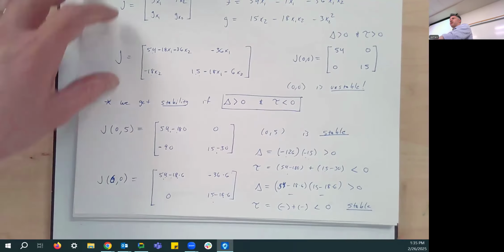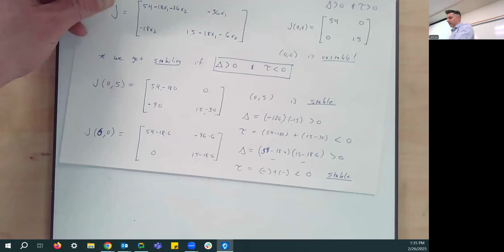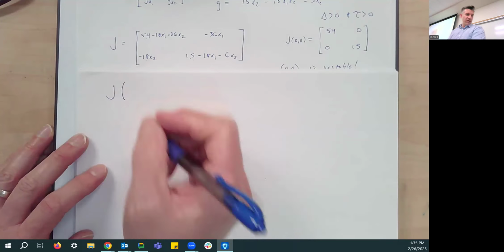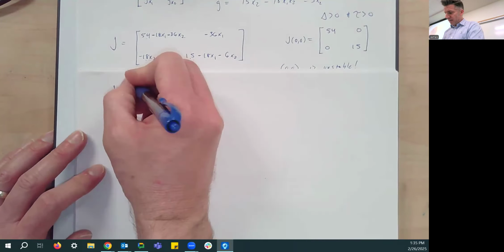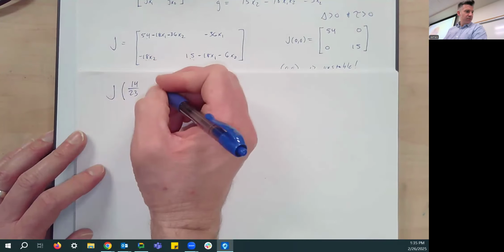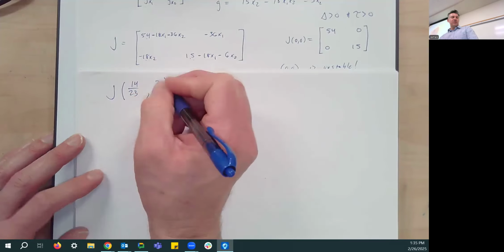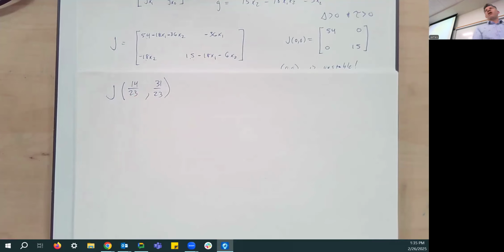Well, let's look at the last one, though. The last one's going to be terrible. So the last one here, we're plugging in our critical point, 14/23, comma 31/23. I'm going to look at those numbers again just to make sure, because I'm really hoping they're not right, just because they feel really gross. Nope, that's definitely 23. That's definitely 14. All right, that's what we've got.